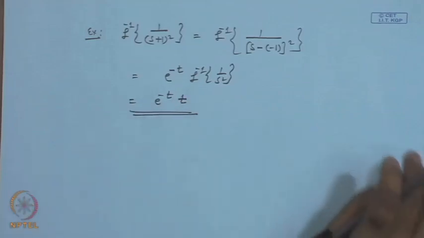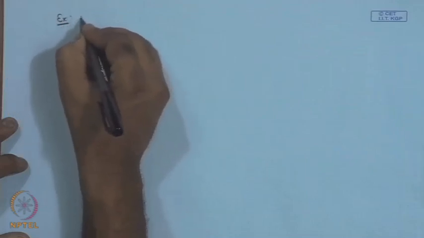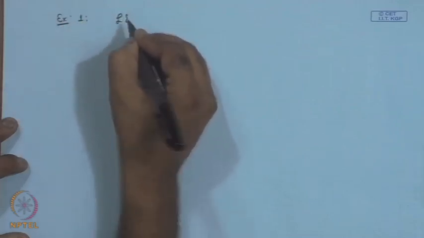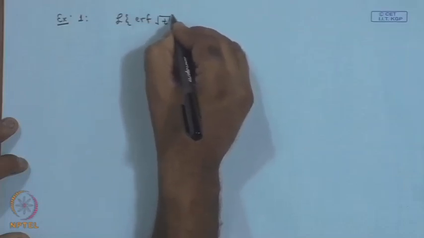Now, I should just mention one point, that the effective method for finding an inverse Laplace transform is to construct a table for the Laplace transform and then use this table to get the inverse Laplace transform. Okay, so we go for the special functions to get the Laplace transform of these special functions. In example 1, we have the Laplace of the error function of square root t.